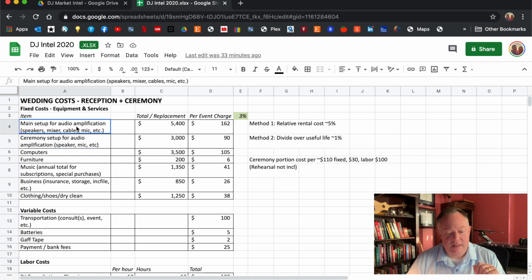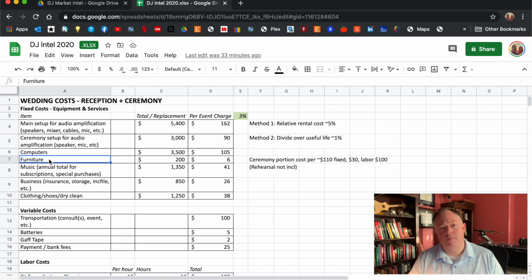Since I'm focused on reception plus ceremony weddings, I'm thinking about my whole set of gear, my kit, if you will. I've got my main setup, my ceremony setup, computers, iPad, and the furniture, which is mostly my table and scrims, maybe tripods or whatnot, music, business expenses, and clothing and shoes and whatnot.